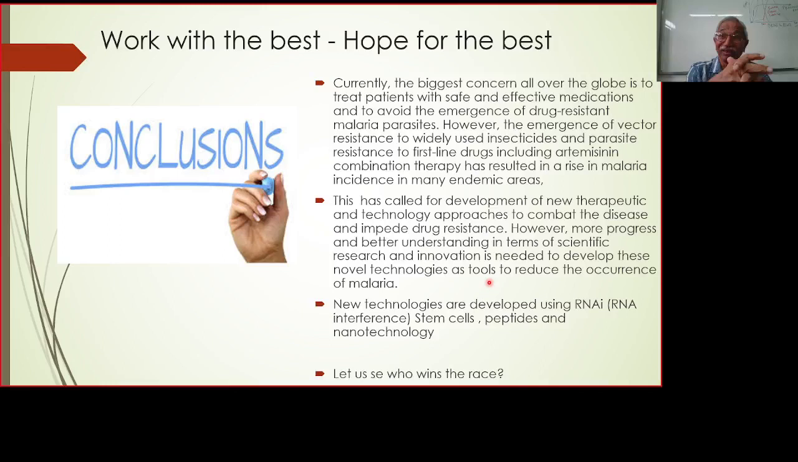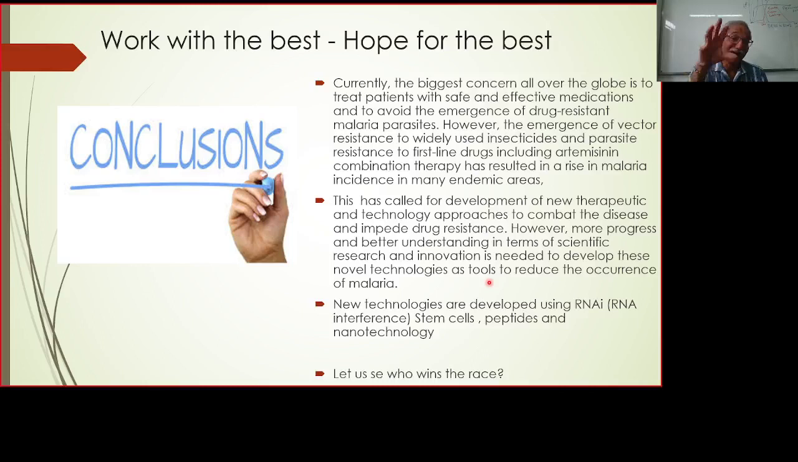The biological concern all over the globe is to treat patients with safe and effective medication and avoid the emergence of drug-resistant malaria parasites. The emergence of vector resistance to widely used insecticides, and parasite resistance to first-line drugs, including artemisinin combination therapy, has resulted in a rise of malaria incidence in many endemic areas. As soon as resistance develops, suddenly there is a big uprising of malaria. Then you come up with a new drug, it goes down. Then resistance develops, and it goes up again. So the cycle is going on, and this has called for the development of new therapeutic and technology approaches to combat the disease and impede drug resistance. However, more progress and a better understanding in terms of scientific research and innovation is needed to develop these novel technologies.